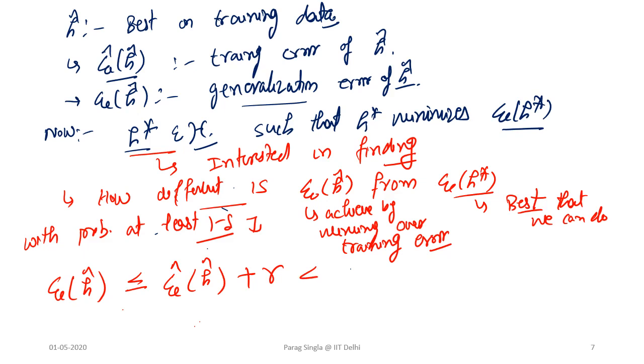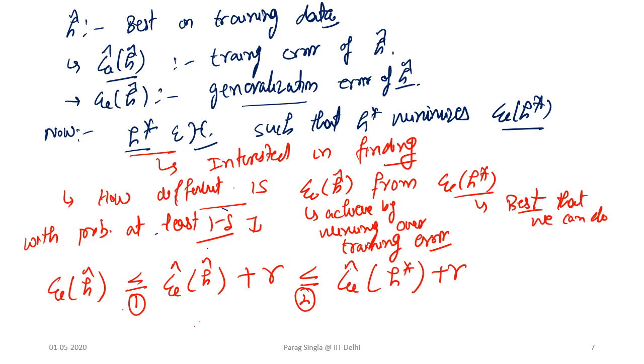And now this is less than or equal to epsilon hat of H star plus gamma. Let me call the first one number one and this number two. Number one holds because of the uniform convergence bound applied to H hat, and number two holds because H hat was the best on the training data. Therefore the training error of H hat has to be less than or equal to the training error of any other hypothesis, in particular H star, which happens to be best based on the generalization.